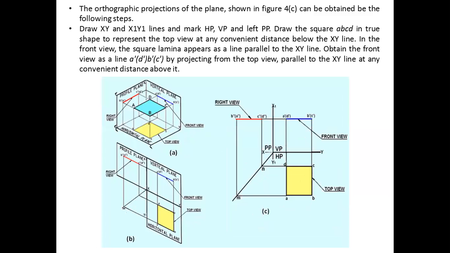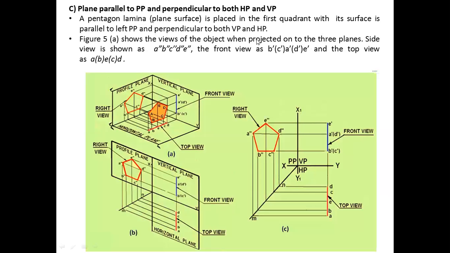Now we have another plane. This is a pentagon. It has five edges, five angles, that is pentagon A B C D E. Now this is parallel to the profile plane, so it is automatically perpendicular to the vertical plane as well as the horizontal plane, isn't it? So now its true shape will be on which plane? Profile plane. Correct.